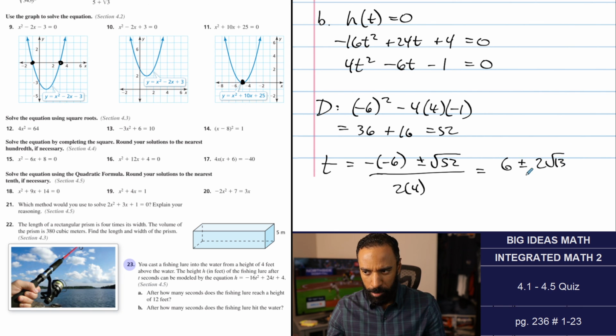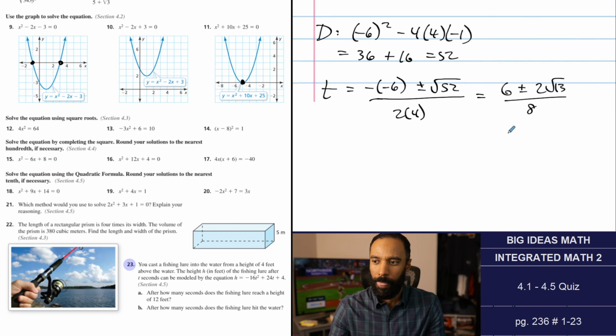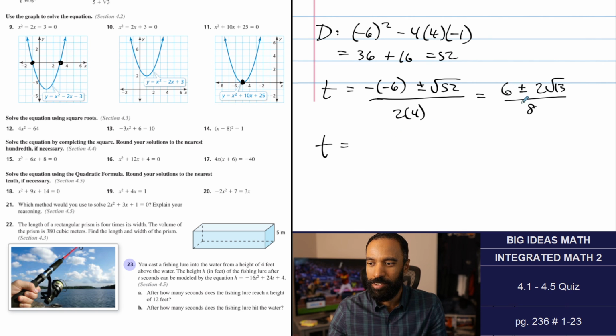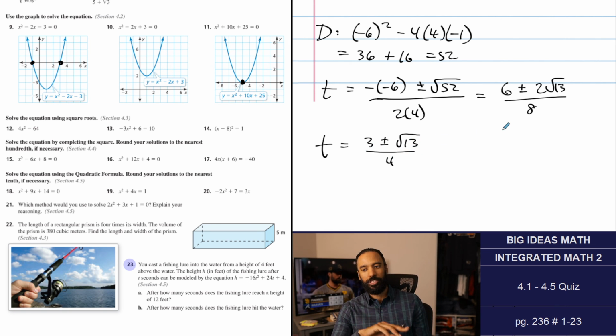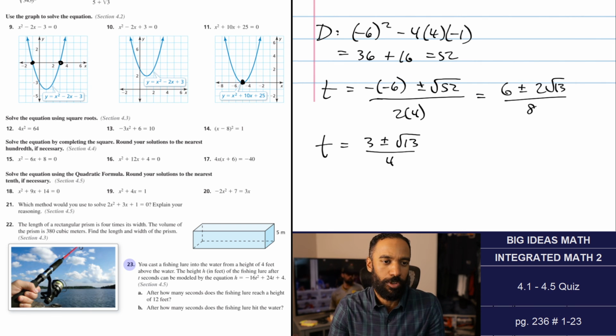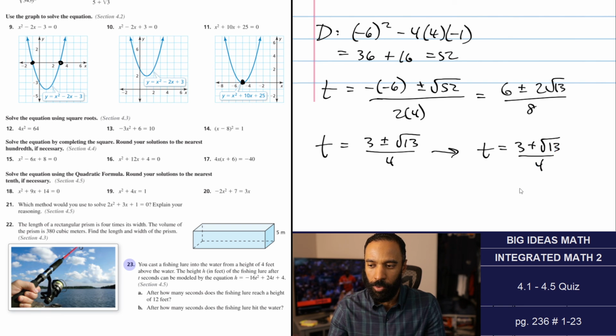But here's the thing, I'm going to be rounding this answer anyway. All divided by 8. I could even reduce the fraction, but I'm still going to use the calculator anyway. Divide everything here by 2. 6 divided by 2 is 3. 2 divided by 2 is 1. You're left with 1 root 13, and 8 divided by 2 is 4. Those are two answers. Now, one of them will be negative, the one that I should probably be ignoring. So 3 minus root 13 over 4 is the one I'm going to ignore. 3 plus root 13 over 4 is the one I'm going to use.